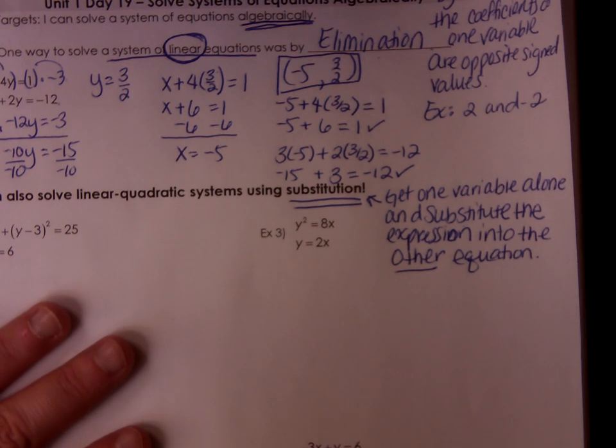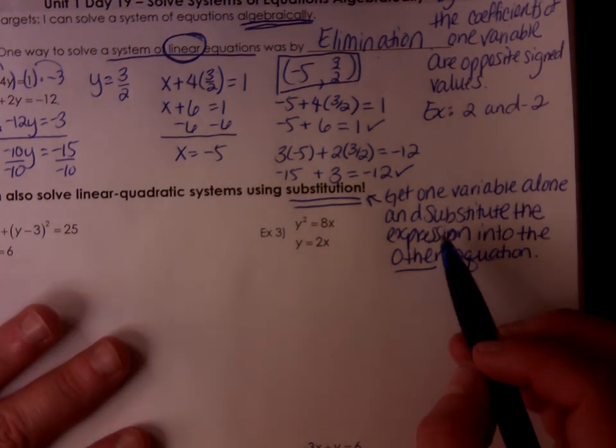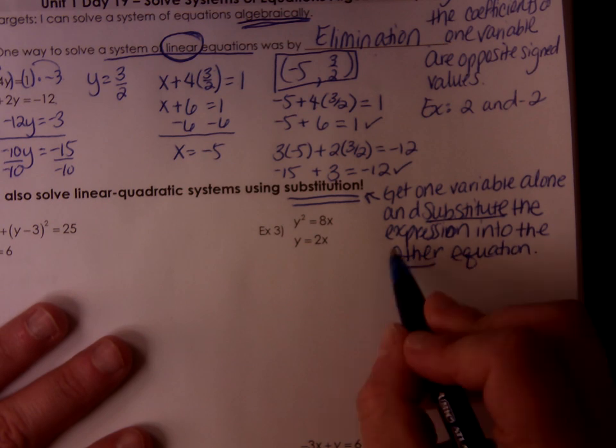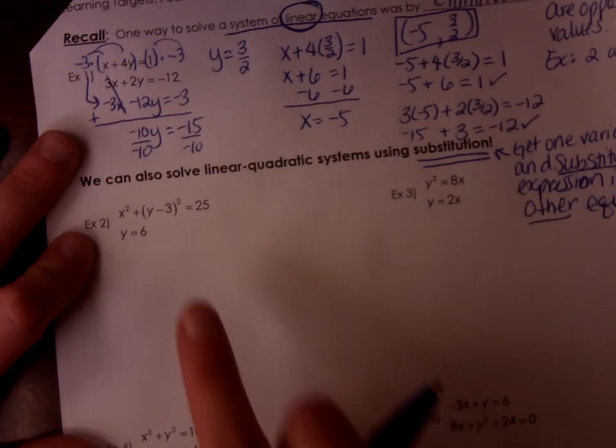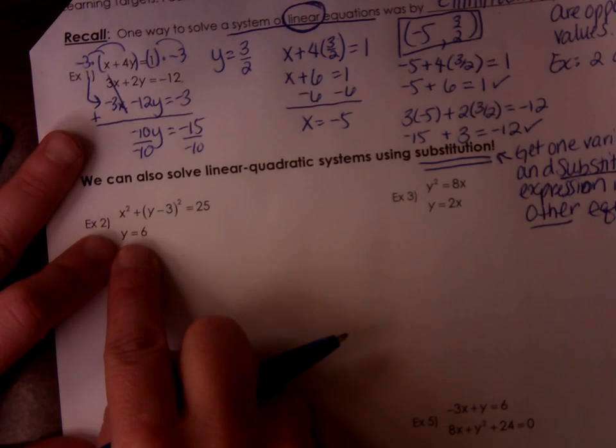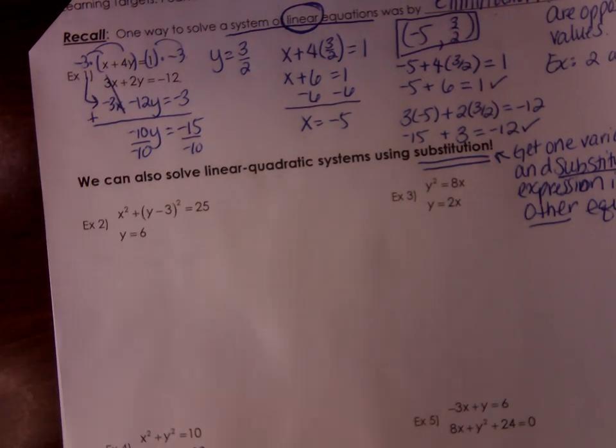So in substitution, you want to get one variable alone and then substitute that expression into the other equation. Fortunately for us, we already have one variable alone, and we learned yesterday that whenever we're working with linear and quadratic systems, you could end up with one solution, two solutions, or no solution. So we are going to see different things happen that could produce one, two, or no solution.